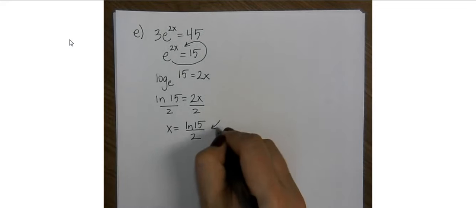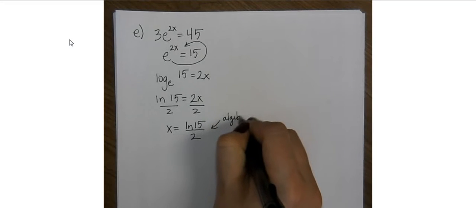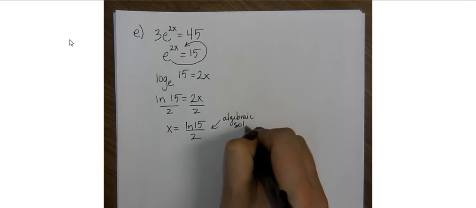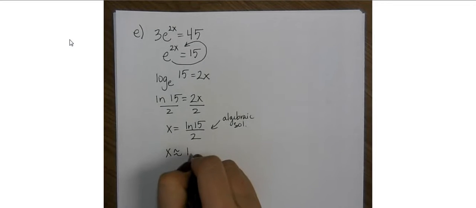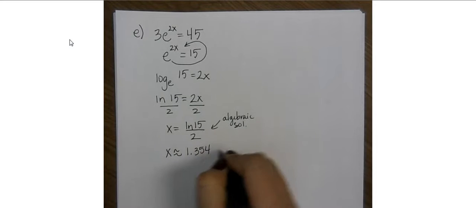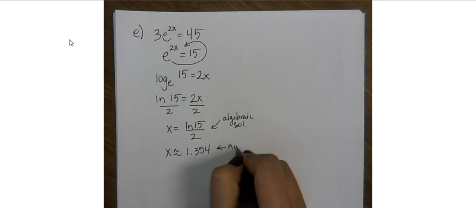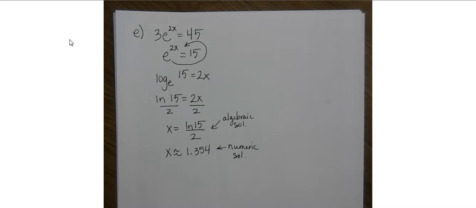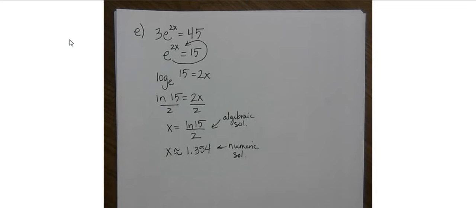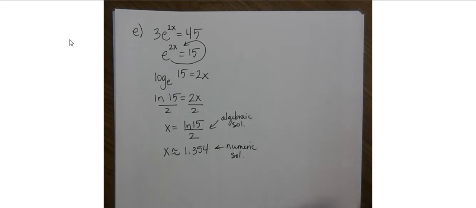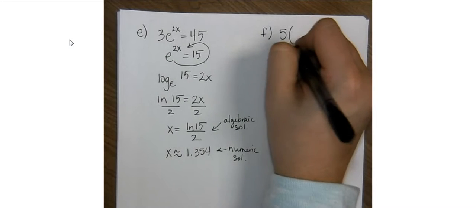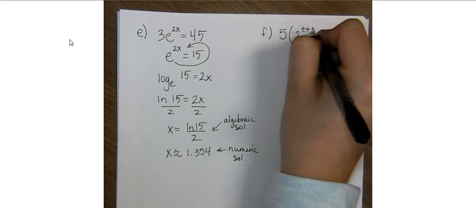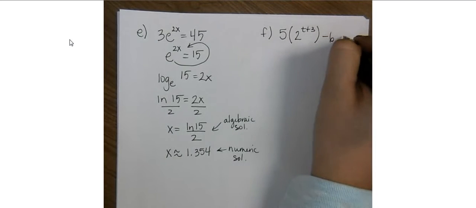So again, this would be considered your algebraic solution. And then when you actually typed it into the calculator to evaluate, you would get your approximate solution, which is the 1.354. And that is called your numeric solution. All right, let's do another one. So f, we have 5 times 2 to the t plus 3 minus 6 equals 10.